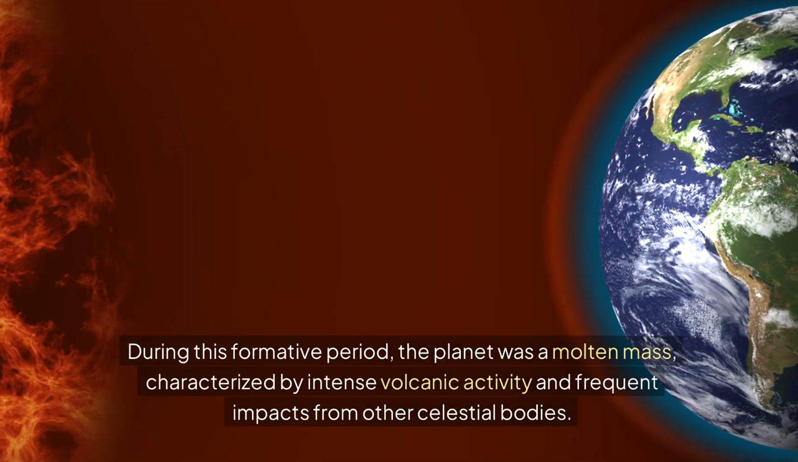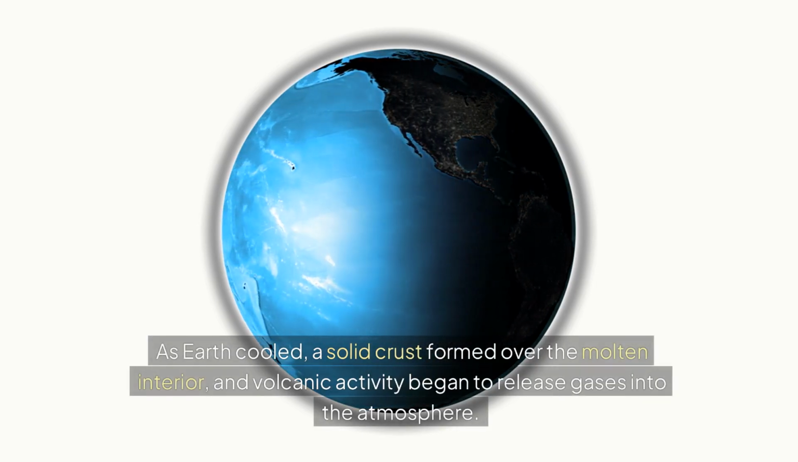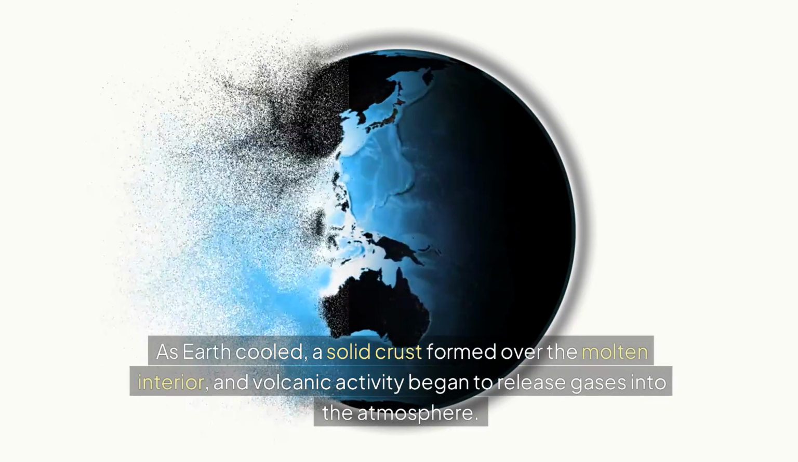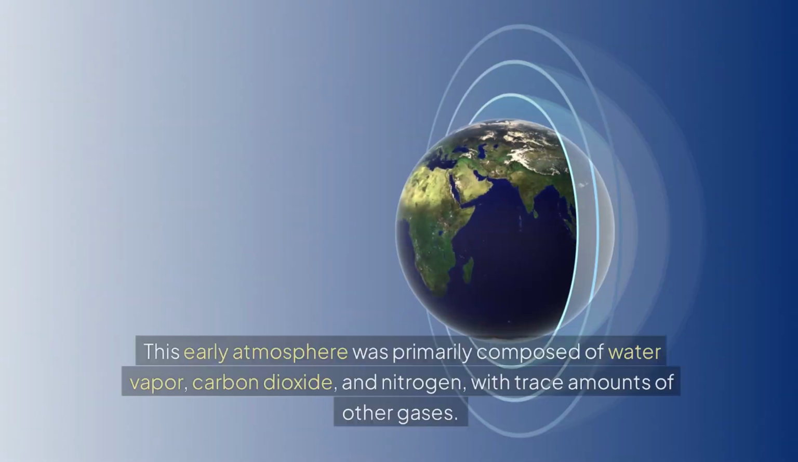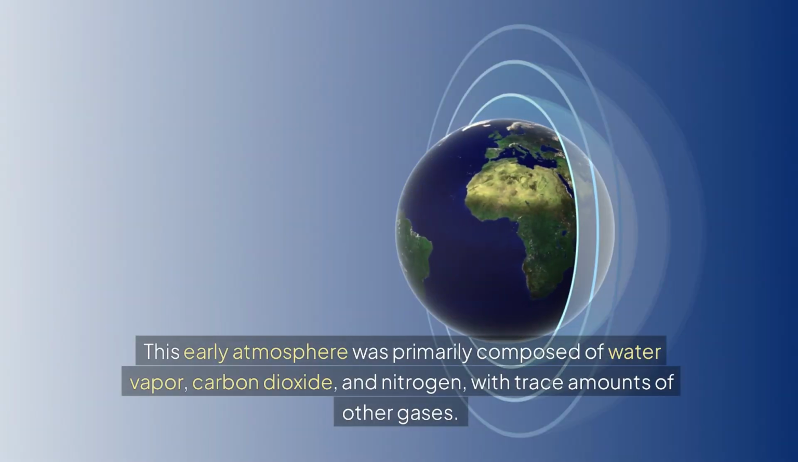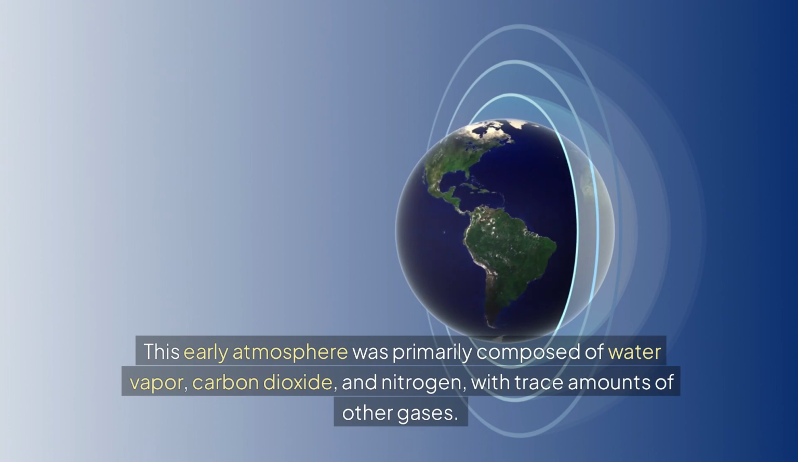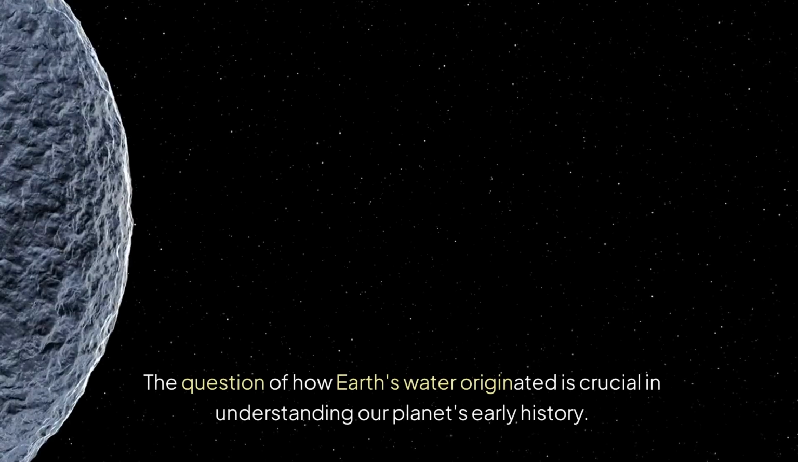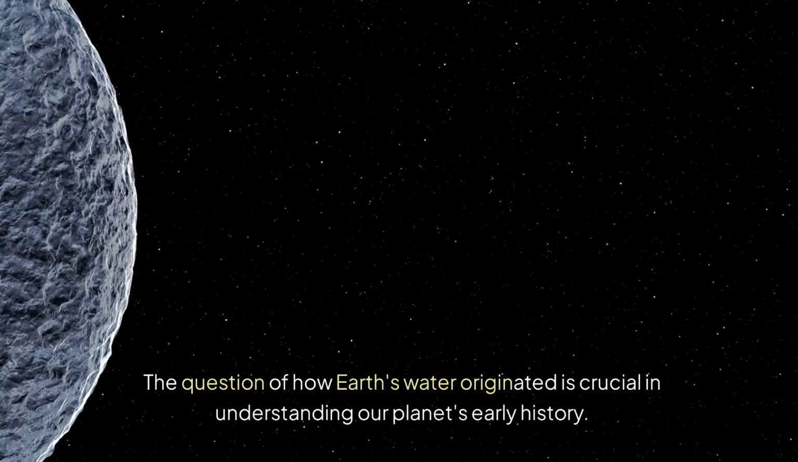celestial bodies. As Earth cooled, a solid crust formed over the molten interior, and volcanic activity began to release gases into the atmosphere. This early atmosphere was primarily composed of water vapor, carbon dioxide, and nitrogen, with trace amounts of other gases. The question of how Earth's water originated is crucial in understanding our planet's early history.